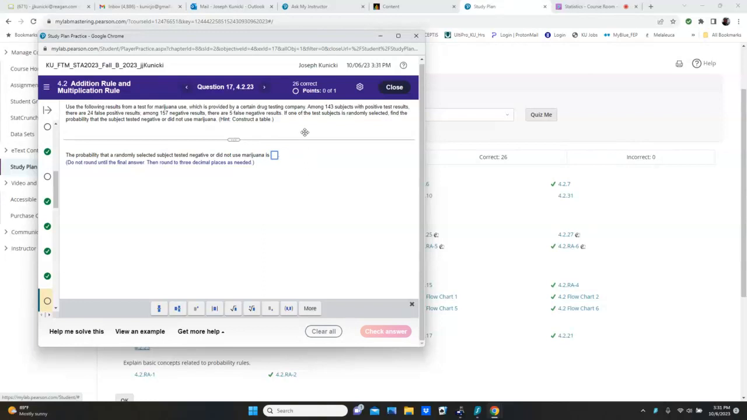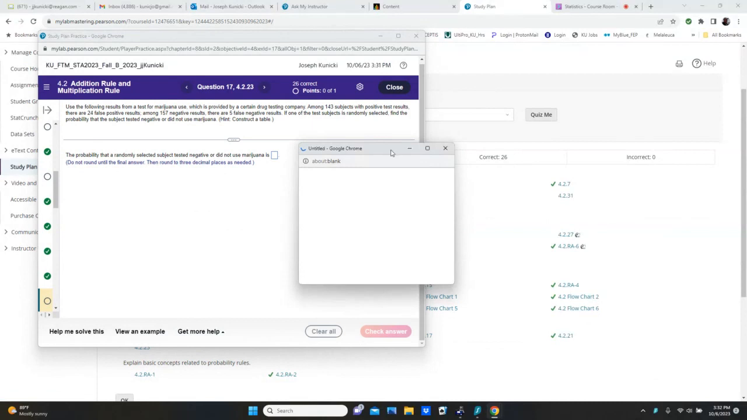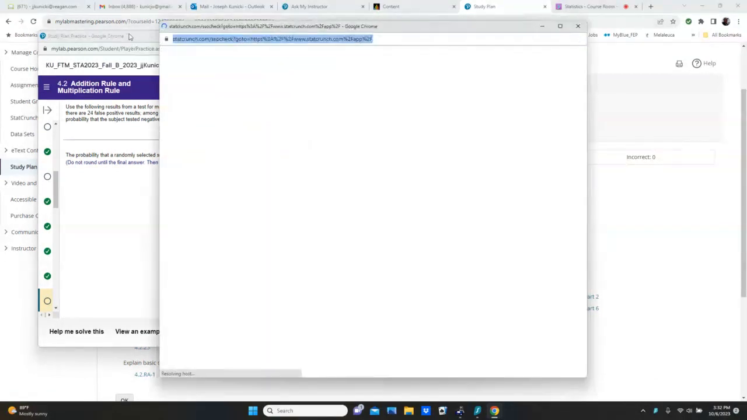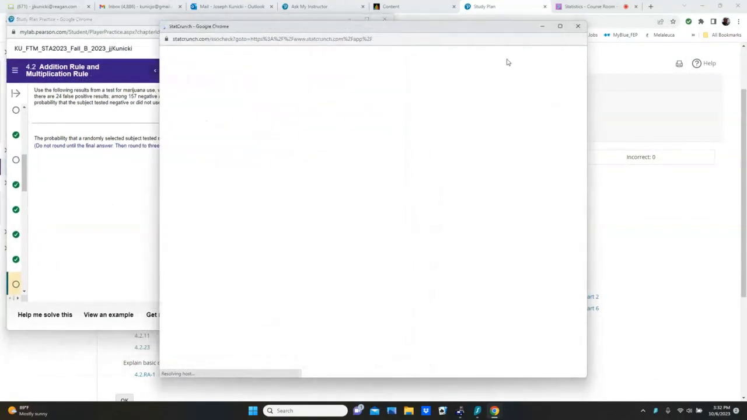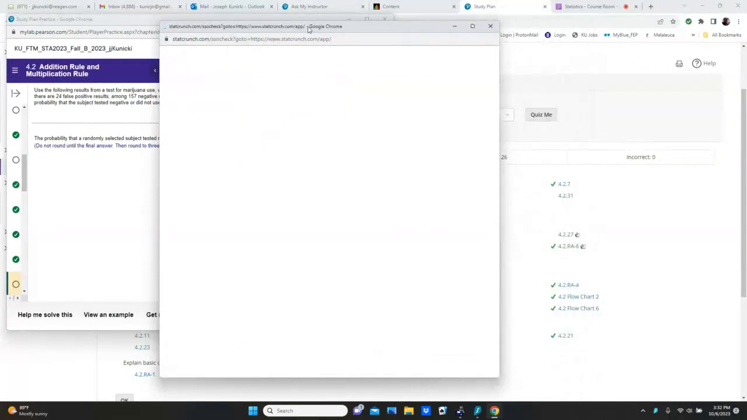All right, so let's create a table. They say construct a table. So how can we do that? Well, one easy way, just use StatCrunch. You can do it there just as well as anywhere. You could do an Excel sheet, but StatCrunch is available, so let's try it. I just have to show you how to create the contingency table.